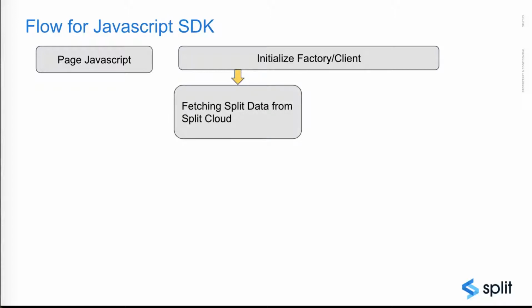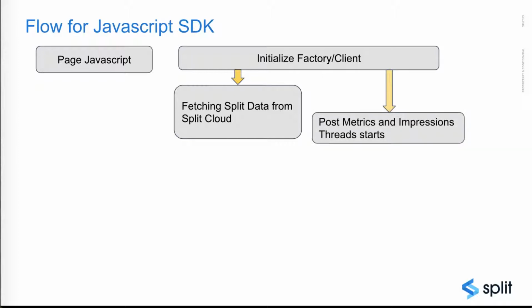In the beginning, of course, the factory will initialize and it's going to fetch split data from the split cloud. At the same time, we have the post metric and impression threads will start. So here we have four separate threads. Two will fetch split definitions and segment information, and the other two threads will post impression and metrics.